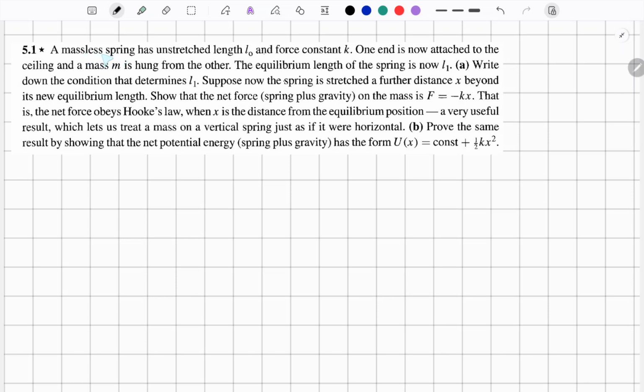So this problem states that we have a massless spring with an unstretched length of L naught and a force constant of k. One end is attached to the ceiling, and we're going to hang a mass M from that. I'm actually going to redraw our spring a little bit, to show that it gets stretched out here. We have a mass M we're going to hang from our spring.